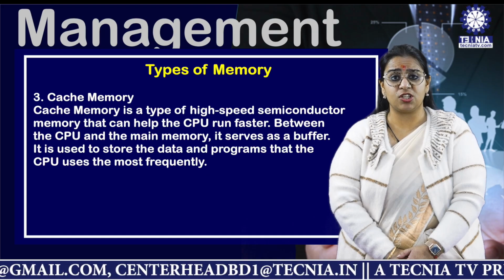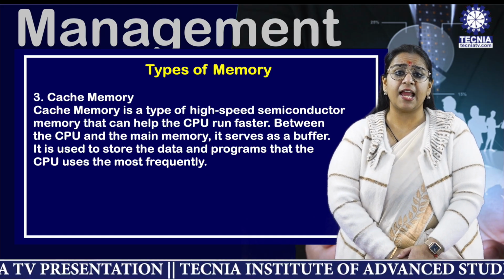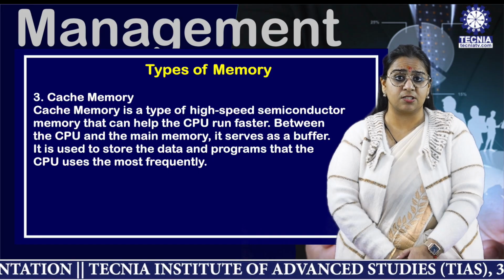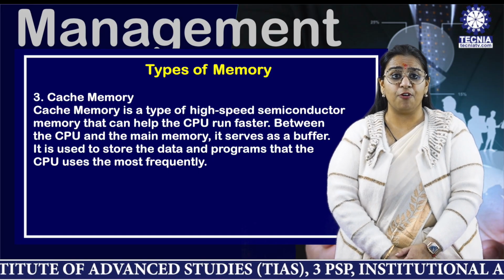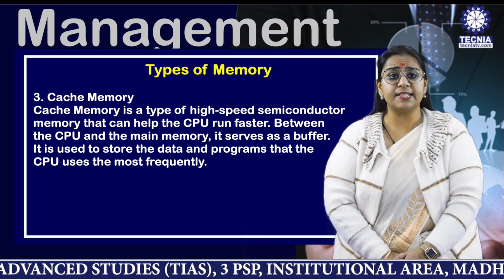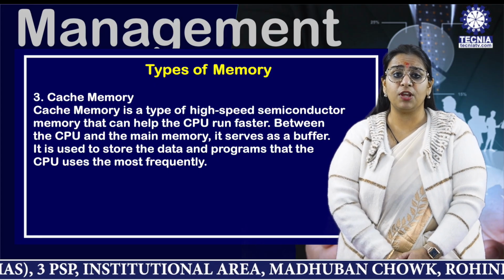Another one is cache memory. It's a type of high-speed semiconductor memory that can help the CPU run faster, placed between CPU and main memory. It serves as a buffer which is used to store the data and programs that the CPU uses most frequently.